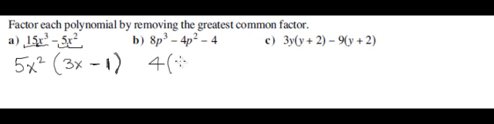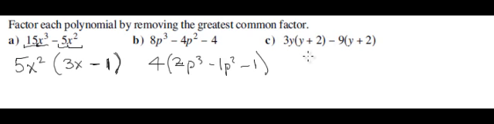8p to the third divided by 4 is 2p to the third. Negative 4 divided by 4 is negative 1p squared, and negative 4 divided by 4 is negative 1. This negative 1 is not strictly necessary. You could just write minus p squared if you wanted.